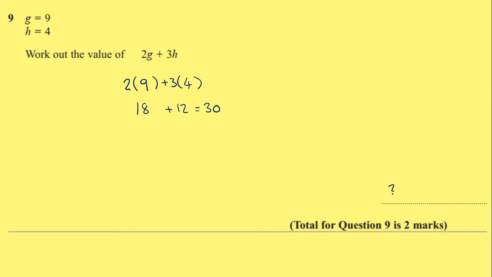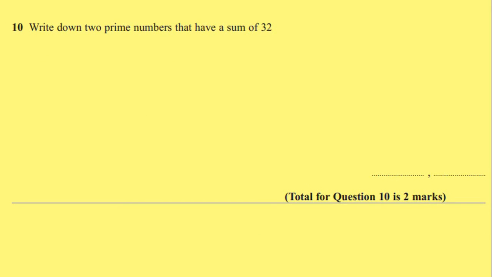Add those up to get 30. Next, write down 2 prime numbers, so we'll come back to that in just a second, that have a sum. A sum is add up, okay? 2 numbers that add to make 32.